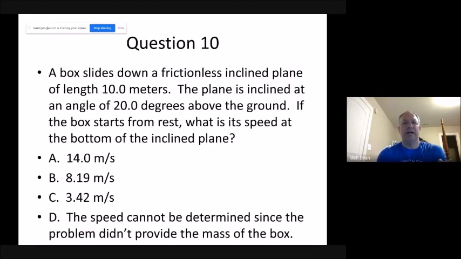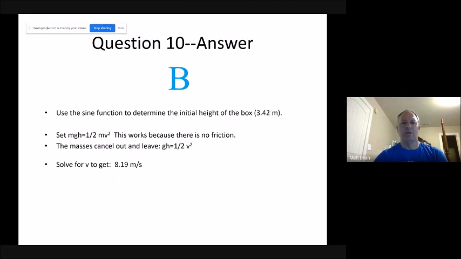A box slides down a frictionless inclined plane of length 10 meters. The plane is inclined at an angle of 20 degrees above the ground. If the box starts from rest, what is its speed at the bottom of the plane? Again, this looks a lot like the problem we started with a minute ago. But here's the deal. First of all, we're going to use the sine function to find the height of the box, just like we did in the last problem.